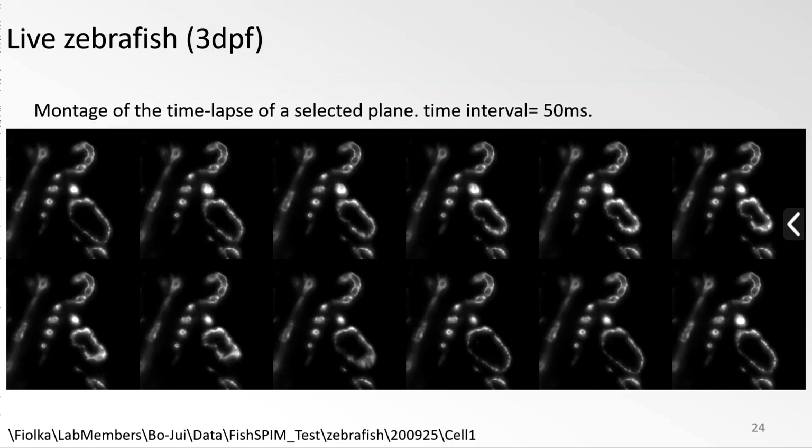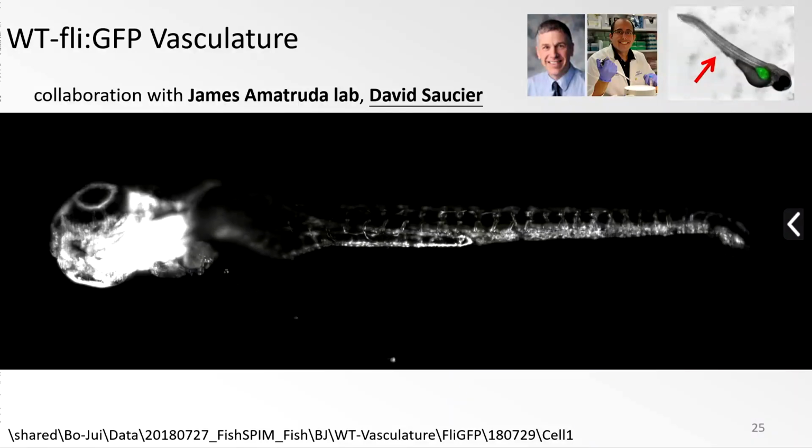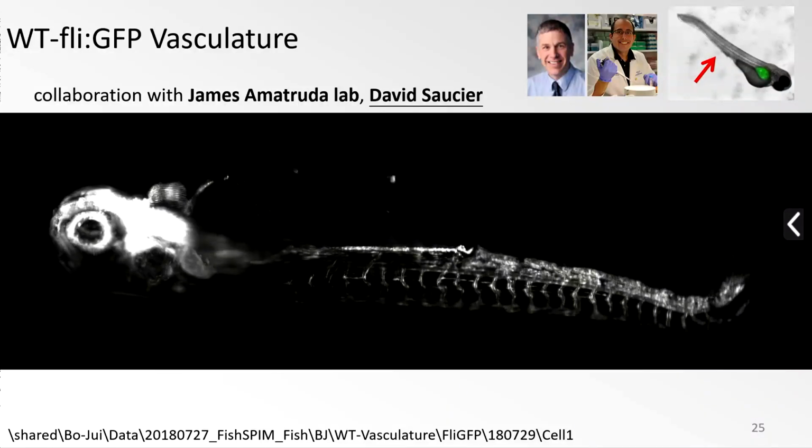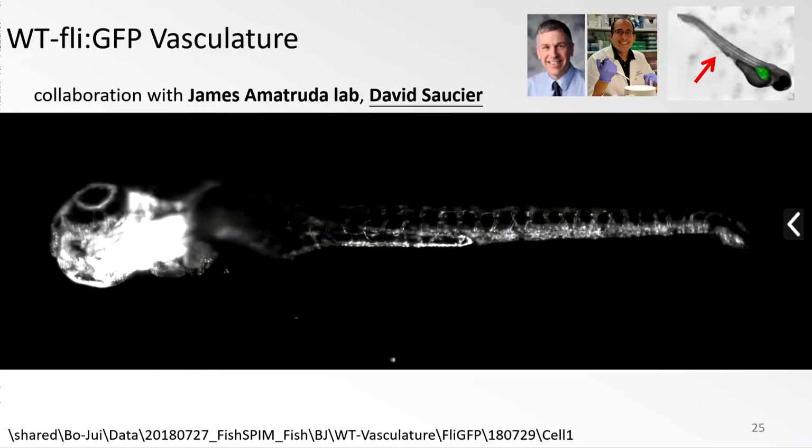And this is about 10 frames, which is like 1500 milliseconds. If you look at the heartbeat of a zebrafish, it's probably 2 hertz, so this actually fits pretty well with the phenomena of the heartbeats. And of course, we can also acquire the whole zebrafish. This is actually acquired with, I think, 6 volumes, and then we stitch them together.